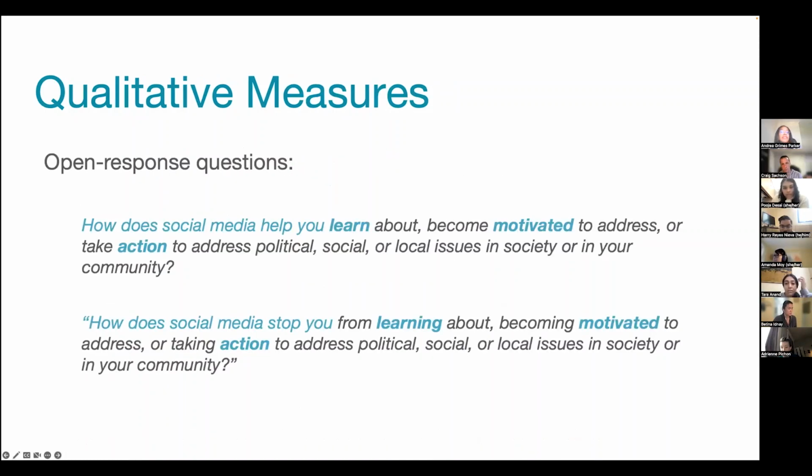We also included 2 open response questions to collect qualitative data that could help us triangulate our quantitative findings. And these questions asked respondents to describe how they feel social media has helped them learn about and become motivated to address and take action to address political, social, or local issues in society or in their community. And we also asked how they felt social media had hindered this learning, motivation, and action.